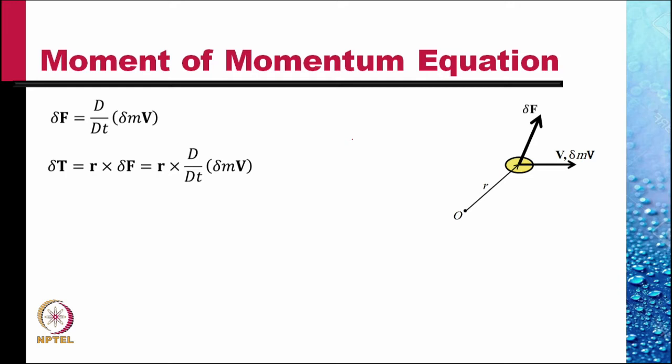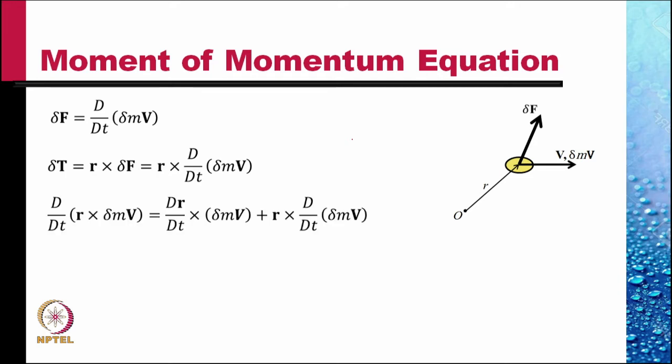Let's take the torque of the force by cross multiplying vectorially r at the left. So this gives you delta torque, delta T vector, as r cross delta F. And that will be r cross d by dt of delta m v. Now, if we take a derivative of r cross delta m v, by chain rule, we get dr by dt cross delta m v plus r cross d by dt of delta m v.